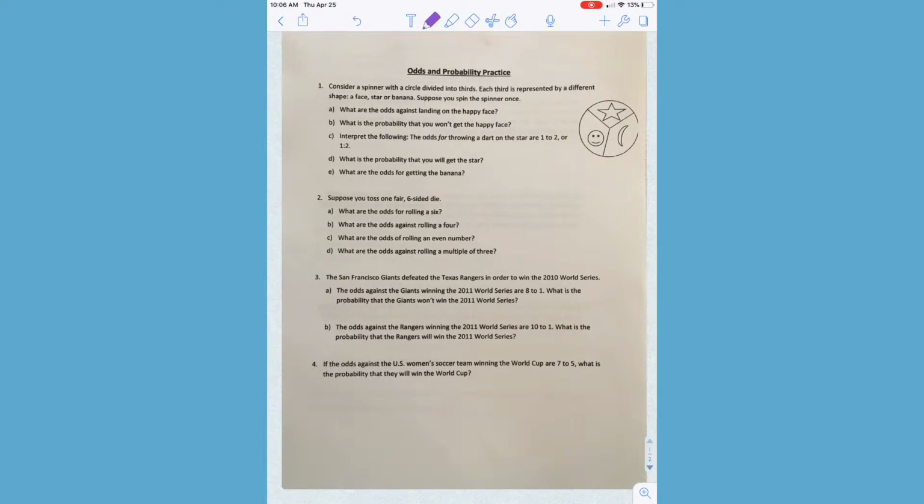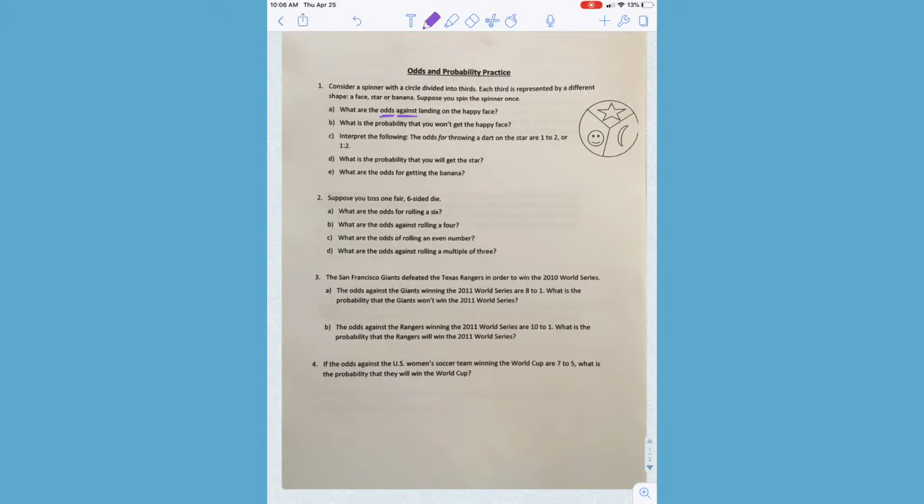Okay, so let's start with number 1. Consider a spinner with the circle divided into thirds. Each third is represented by a different shape: a face, a star, or a banana. Suppose you spin the spinner once. What are the odds against landing on the happy face? I'm going to begin underlining the word odds, so that in my mind I'm telling myself I'm not looking at probability, not how many of something out of a whole, but how many versus how many nots. I'm also going to underline the word against, because I want to find the odds against landing on the happy face.